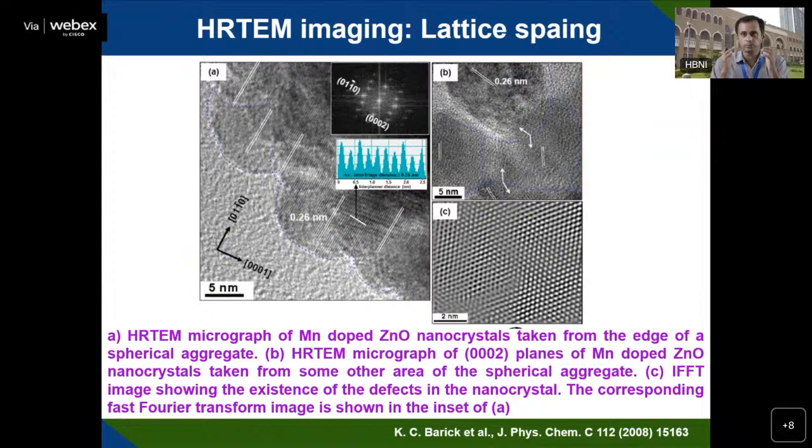You can see this is a zinc oxide sample with manganese doping. You can see all these lines. These lines are nothing but lattice fringes of a particular plane, the 0001 plane of zinc oxide. If you go to further high resolution, you can see how these different grains are connected to each other. You can see that each white dot is an atom. This is the line you are able to see in this case, this line and that line. In that line, you can see how the atoms are arranged in a hexagonal pattern. So with this type of high resolution TEM, you can get the lattice parameter.